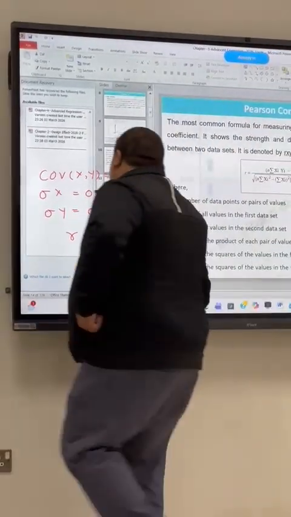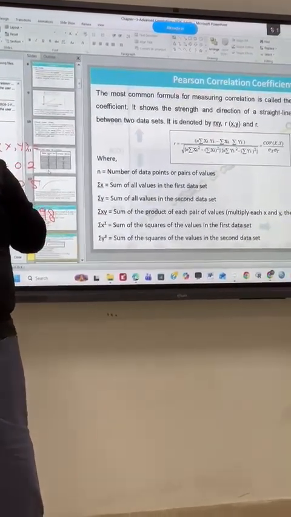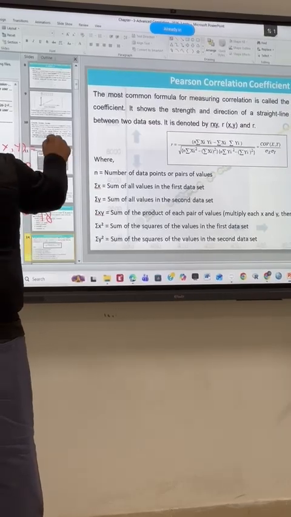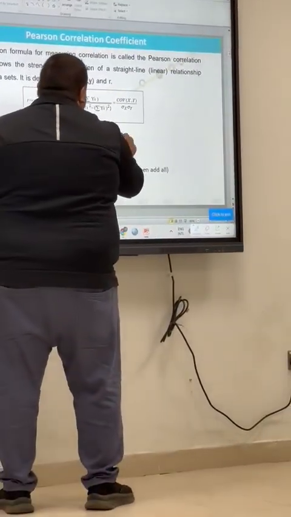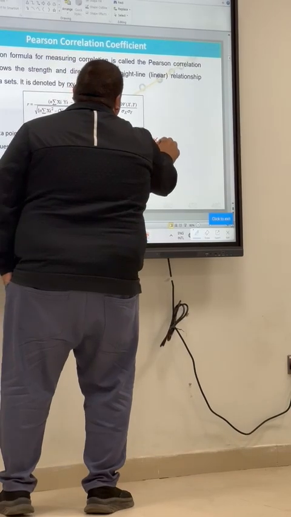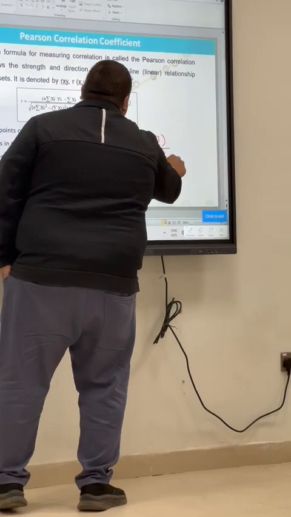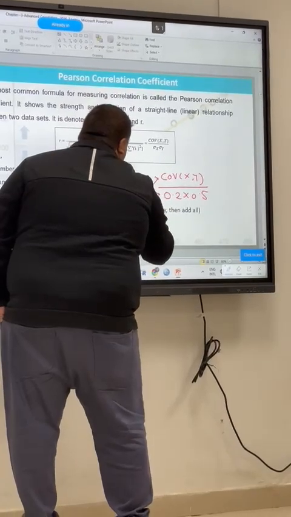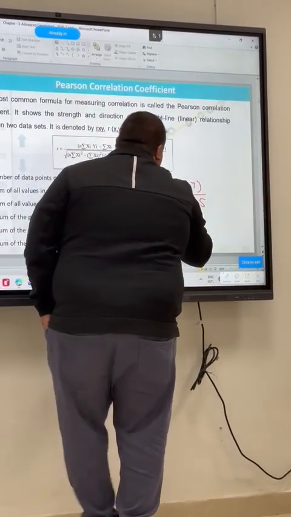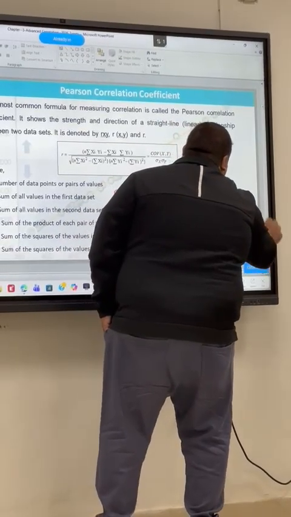If the correlation is given 0.98, sigma x is 0.2, and sigma y is 0.5, what is the value of the covariance? You can calculate. Here, 0.98, we don't know the covariance xy. Multiply 0.2 by 0.5. So covariance xy equals 0.98 multiplied by 0.2 multiplied by 0.5.